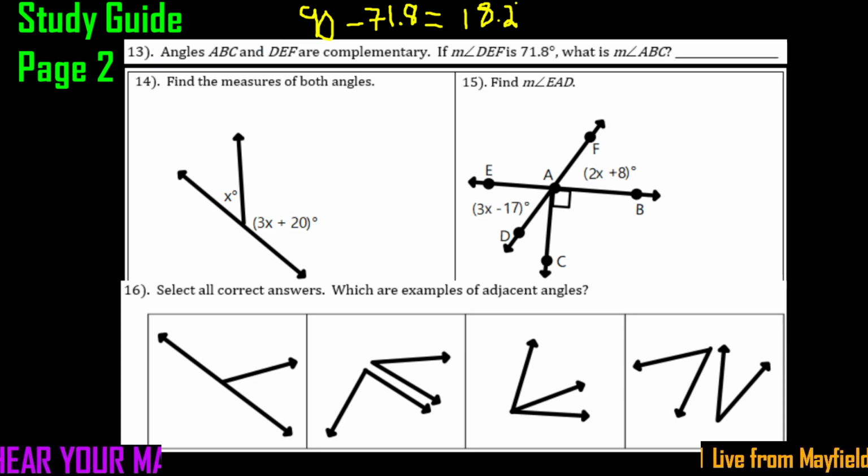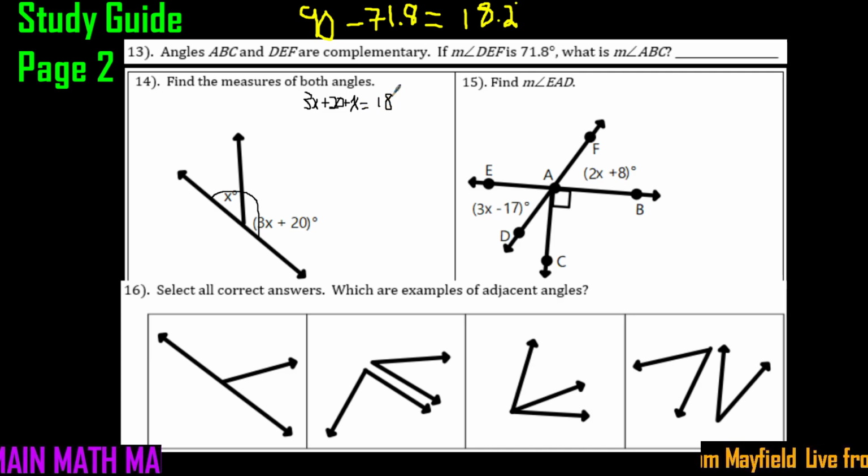For number 14, it says find the measure of both angles. So that's going to be a little bit trickier. So let me see if I can set this up. So it's saying, okay, if these two, actually we did this just like an exit ticket. If these two added together is 180, I can set it up like this. I can say, all right, 3x plus 20 plus the other angle, which is x, is equal to 180.